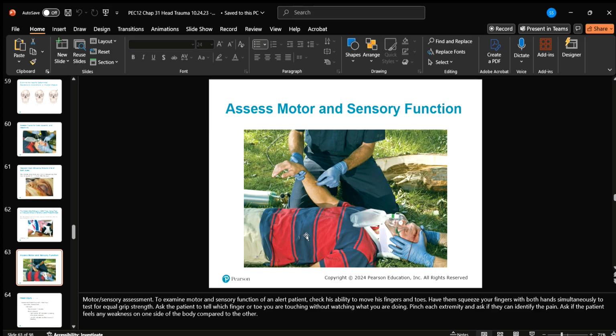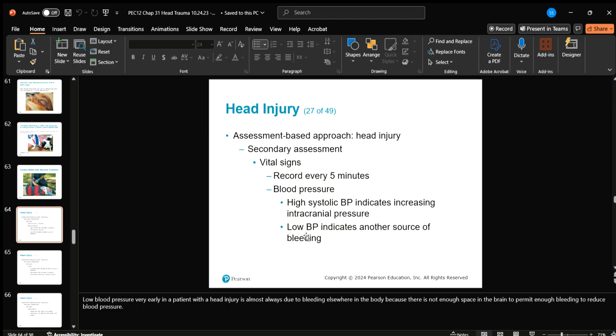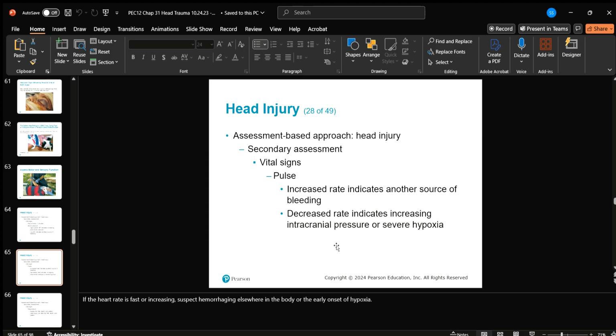Yes, are they functioning right? Are they able to follow commands? Those are all important things that we need to assess. We're going to check the vitals every 5 minutes because they're unstable. High systolic blood pressure indicates increasing ICP. If they have low blood pressure, they may have a bleed in another location, so never get that tunnel vision. Pulse: the rate can indicate another source of bleeding, or if it is irregular, an irregular pulse rate might indicate that they have some swelling on the brain.